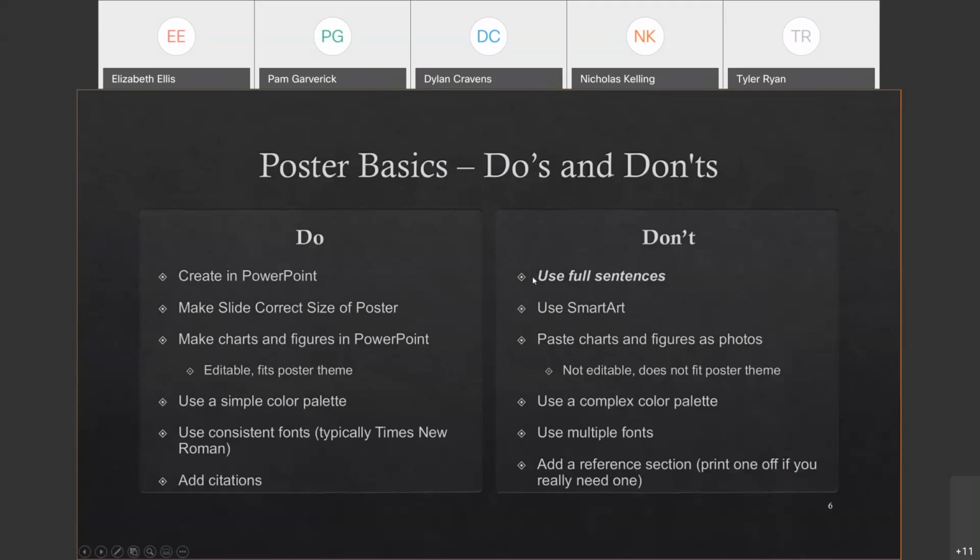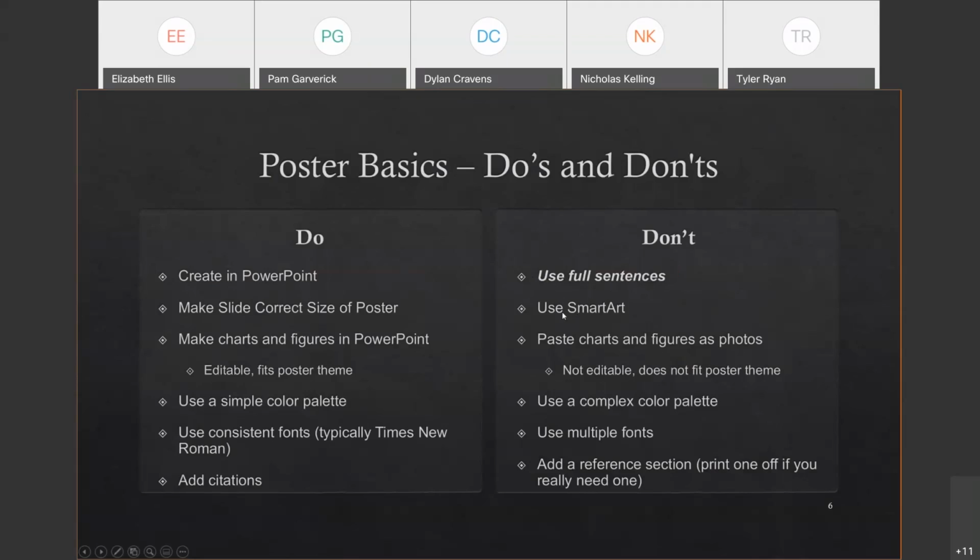So kind of the don'ts, and this is just general things to think about, is try to avoid the use of full sentences, and we'll go over why. But also just recall that a poster is not a paper. So you should not be pasting your whole paper into a poster for people to try to read all of that in like a 5-minute span.